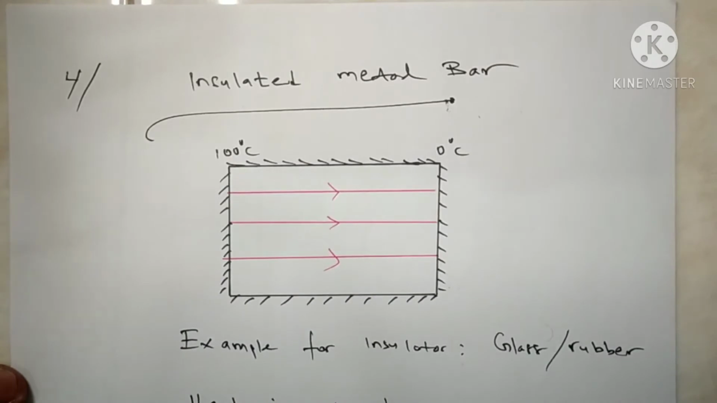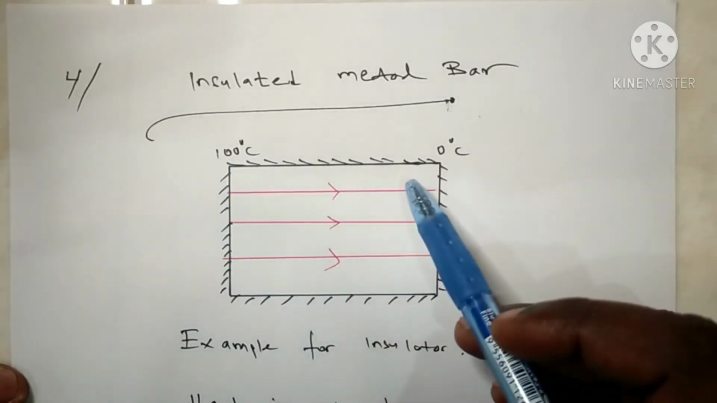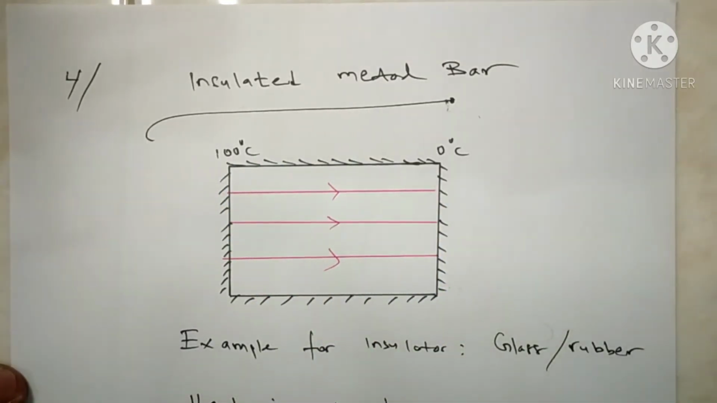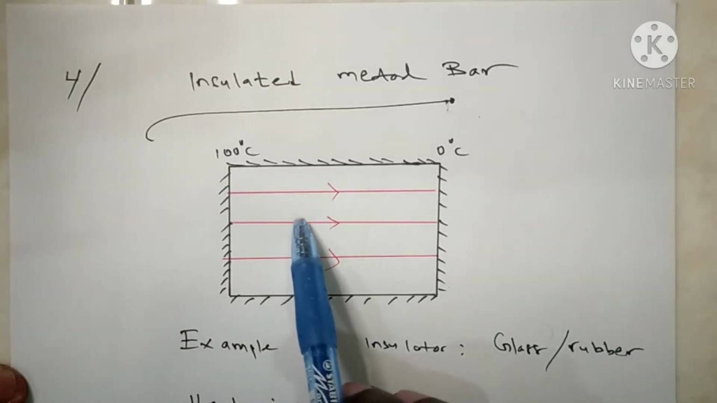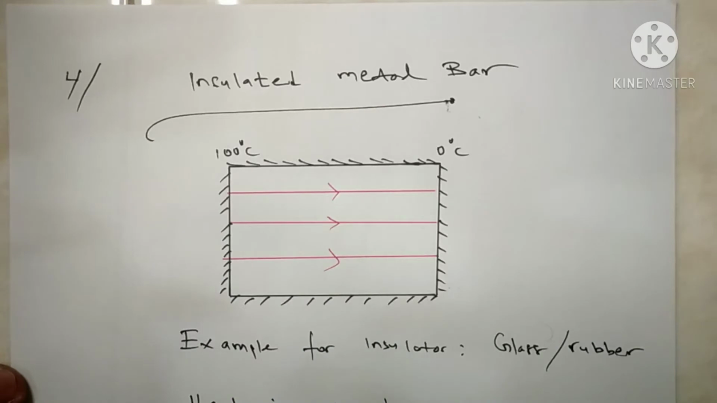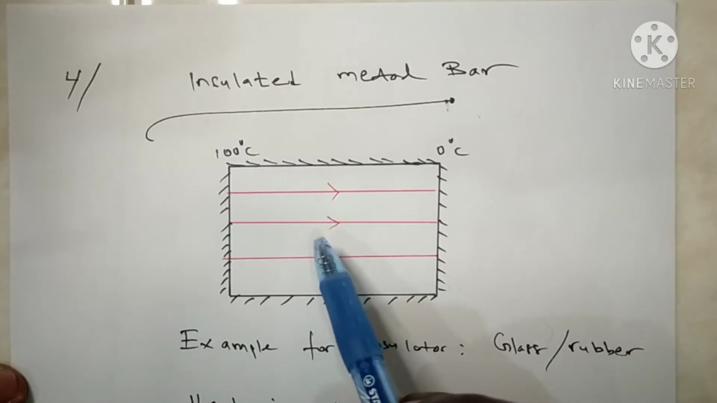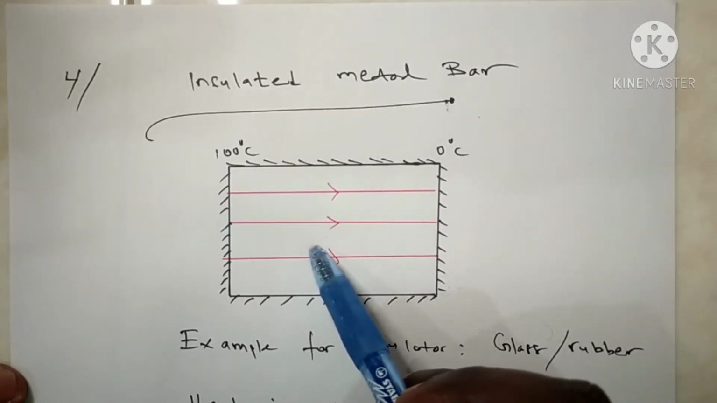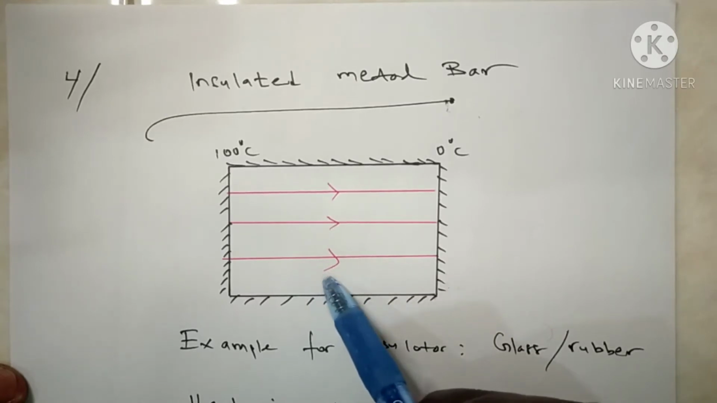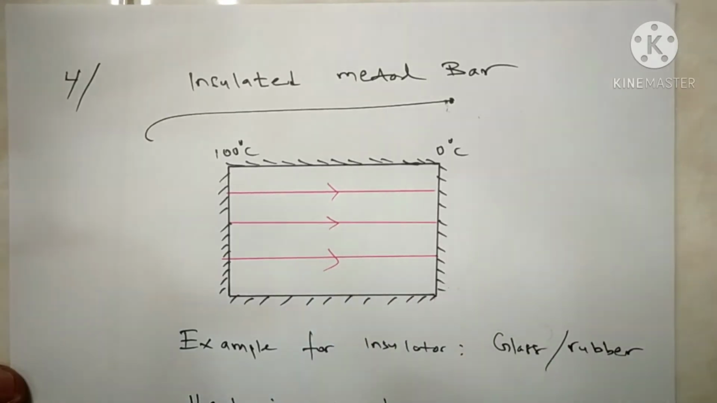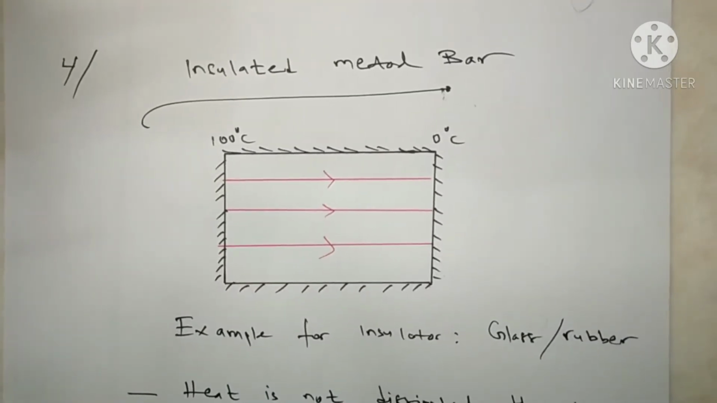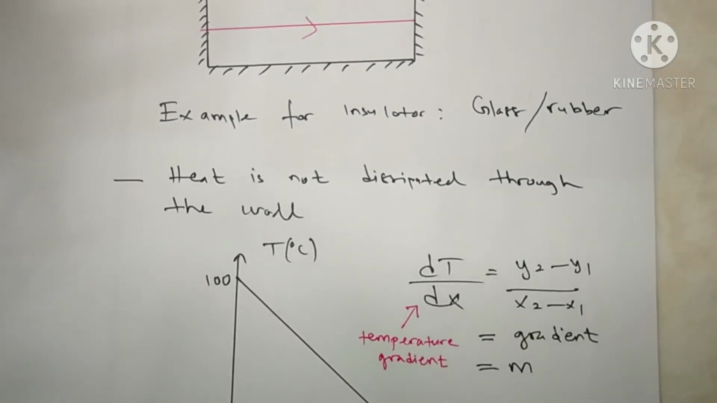By assuming no heat is lost to the surroundings, heat can only flow through the cross-sectional area from the higher temperature region to the lower temperature region. The red lines or arrows represent the direction of heat flow. When the metal bar is in steady state, the temperature falls at a constant rate. Thus, the rate of heat flow is constant along the insulated metal bar. This causes the temperature gradient to be constant along the metal bar.